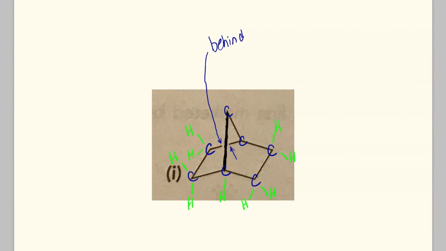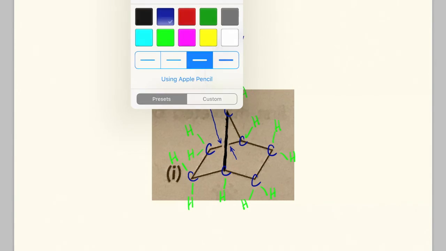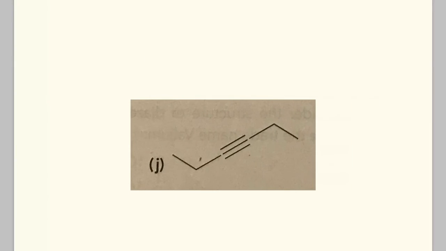And we'll add all of these hydrogens every which way to get each carbon having 4 bonds. Okay, so that should be it. I didn't miss any carbons, and all carbons have a total of 4 bonds now. All right, here's part J.